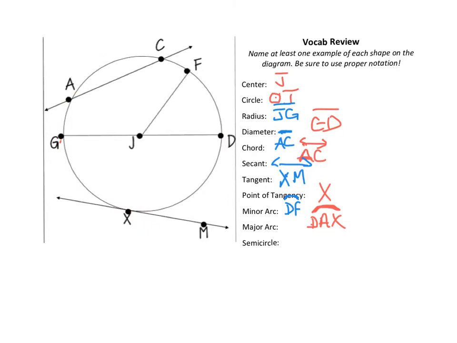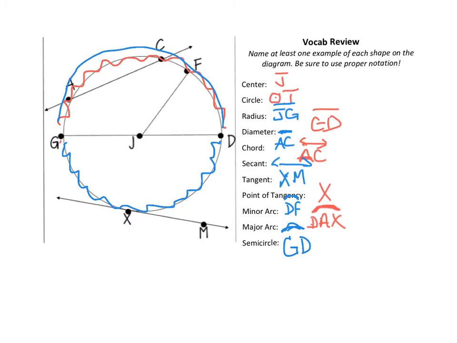Next one, semicircle. This is exactly halfway. So we can either go halfway on the bottom, if I want to do that, or I can do halfway on the top. You could name it with 2 letters if you want. If I just say GD, it's understood that the arc I'm referring to is the semicircle. Or you could name it with 3 letters. So if I was talking about the arc up top here, I could say GCD if I wanted to. Either way, I'm still talking about the same arc, that semicircle.